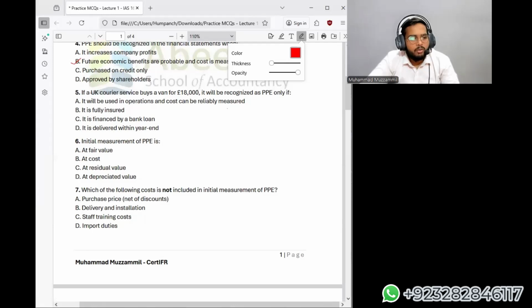If a UK courier service buys a van, it will be recognized as PPE only if option number 1. Why? It will be used in operations and cost can be reliably measured. This is the whole point of IAS 16, right? This is exactly when we recognize an asset under IAS 16, when it is used in the operation of the business and the cost is reliably measured.